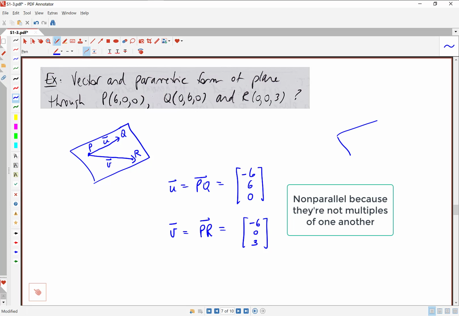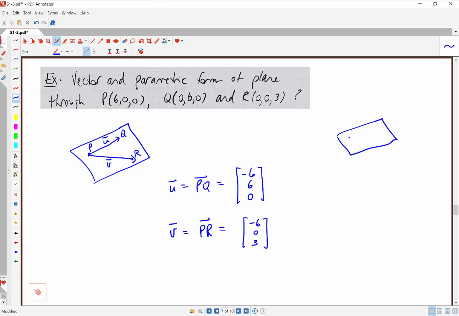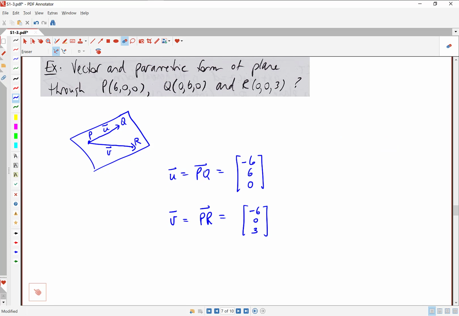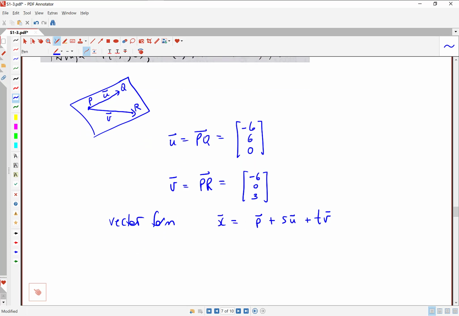So someone else might set this up differently and say, okay, here are my points P, Q, R, and they might say, okay, I want u to be this vector and I want v to be that vector. That's totally fine as well. So our answers are not unique, but we will at the end of the day be describing the same plane. So now let's write down our vector form. So the equation is going to look like vector x equals vector P plus s times vector u plus t times vector v.